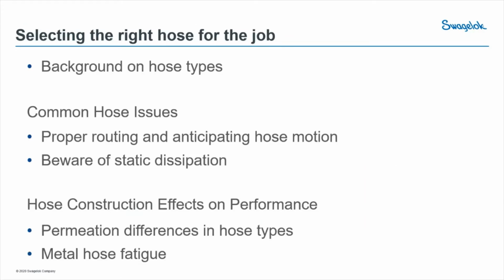So really what this presentation is going to center around is selecting the right hose for the job. That's going to be the overarching theme. Within that, we're going to talk about some background on some hose types. That'll be kind of the first section. Also, we'll get into some common hose issues, specifically with routing and dynamic applications, and also some static dissipation within that as well. Next, after that, we'll get into some construction and the effects that different construction methods have on performance. And without further ado, I'll get it going.